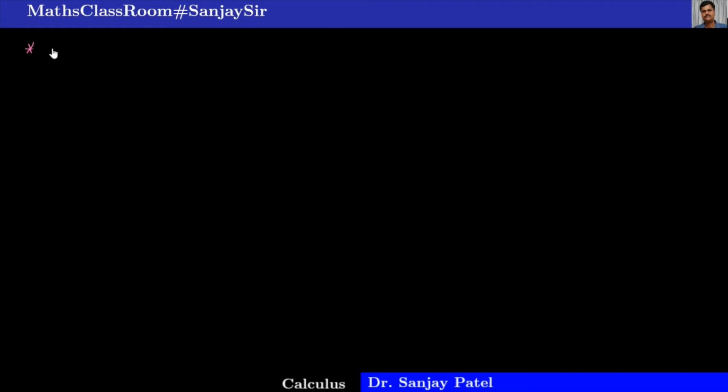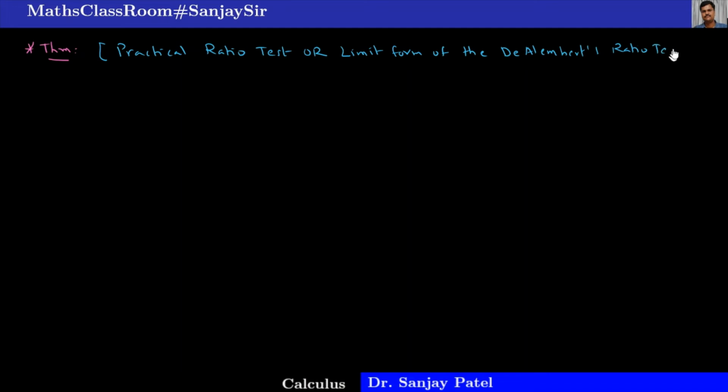So the next useful result is known as the practical ratio test, or say the limit form of the Alembert ratio test. Alembert's ratio test. Okay. Now what is this?